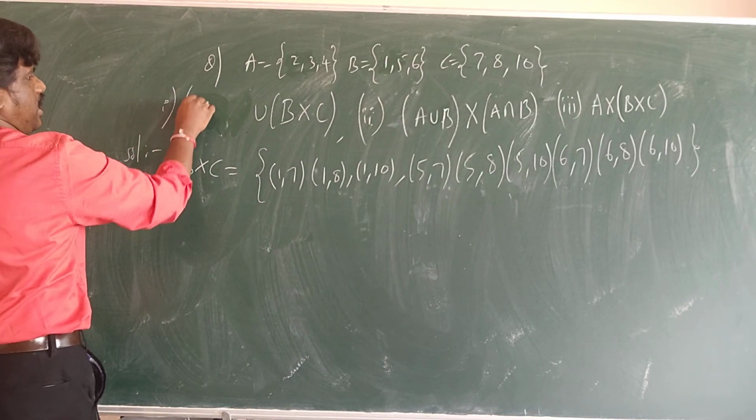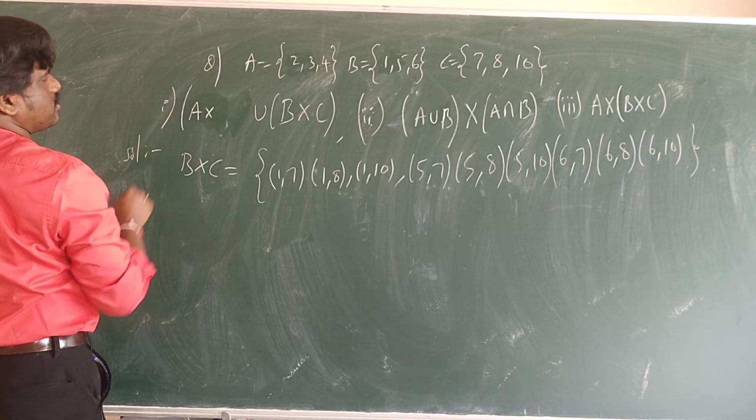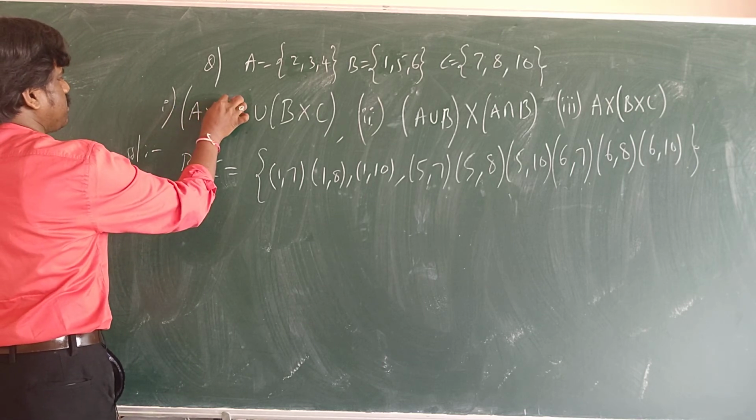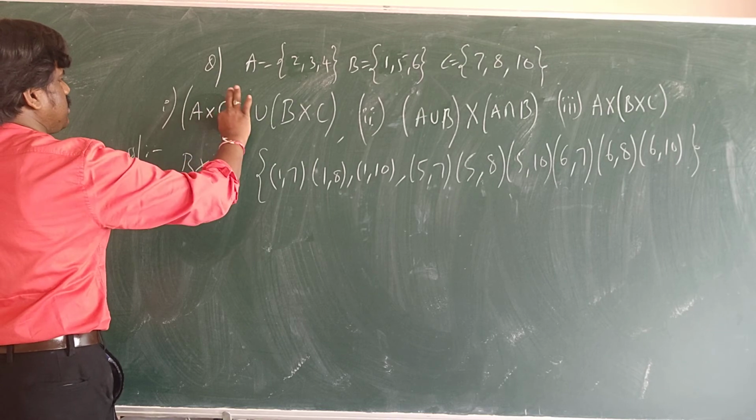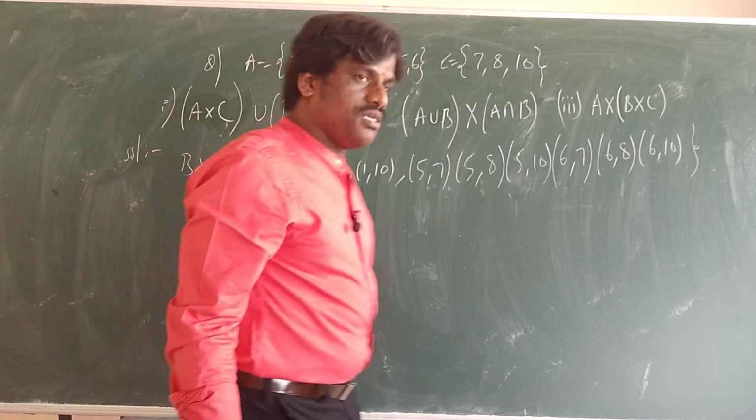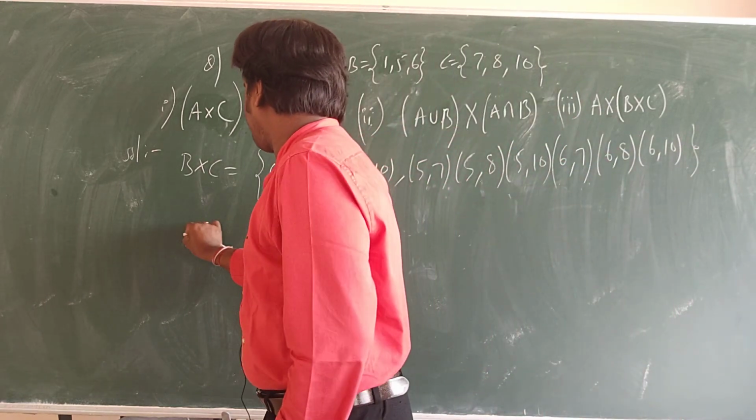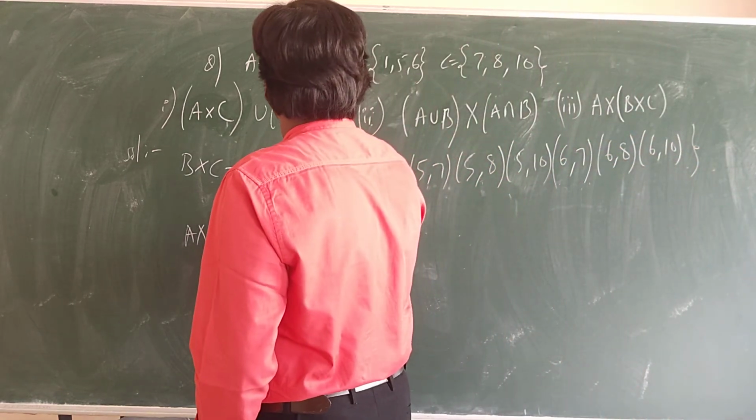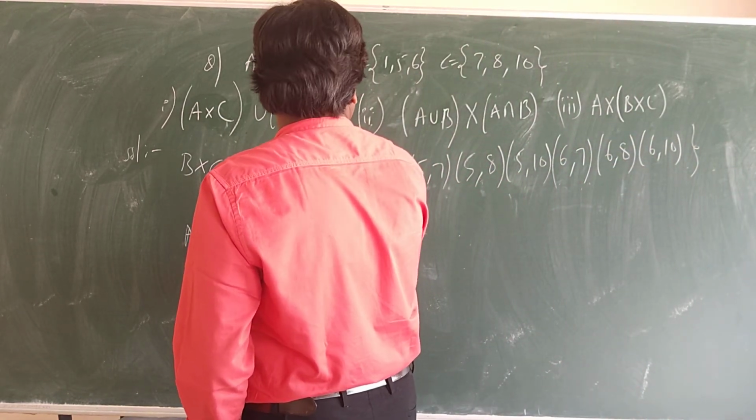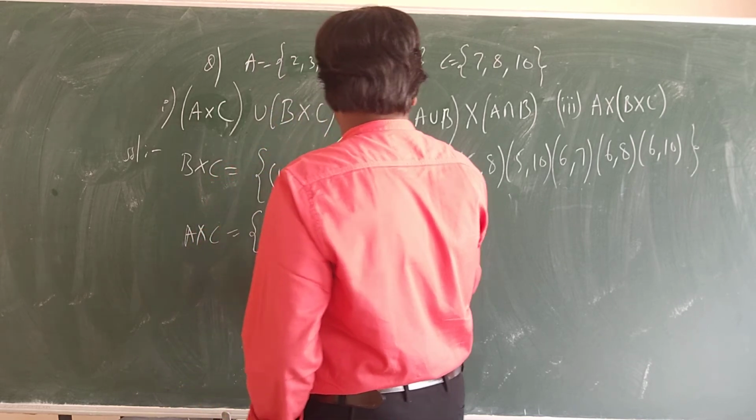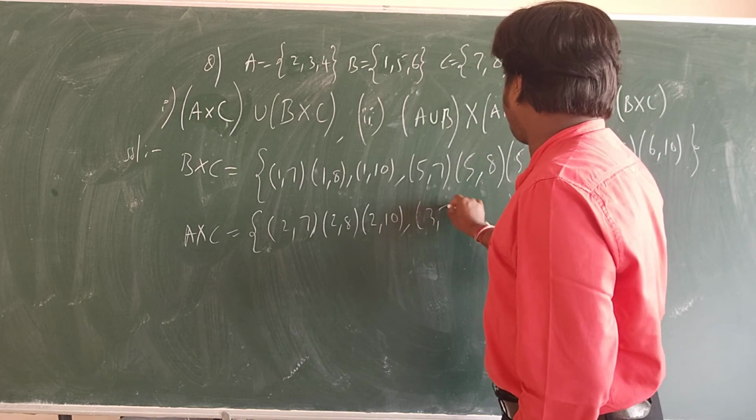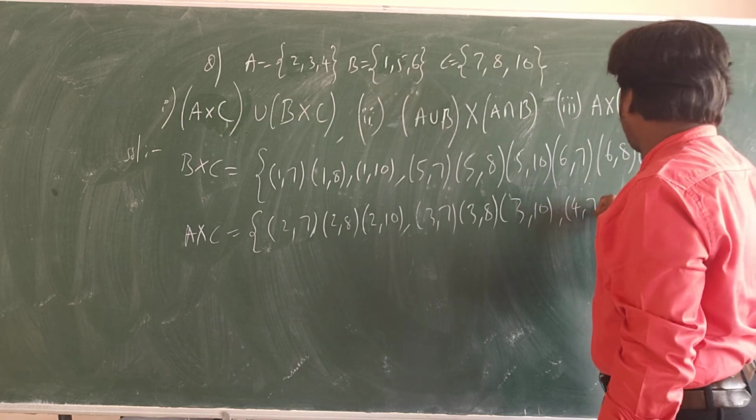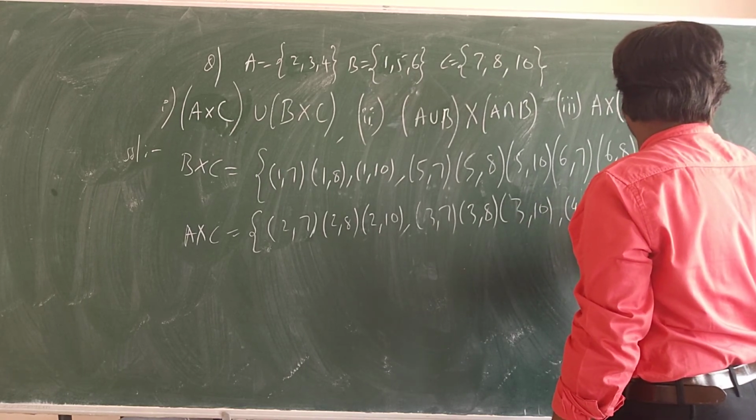This question is A cross C, cross B, cross C, B, AC. Okay, AC. So A cross C we do. So A cross C will be what? A cross C is equal to 2 7, 2 7, 2 8, 2 10. Next 3 7, 3 8, 3 10, 4 7, 4 8, 4 10.